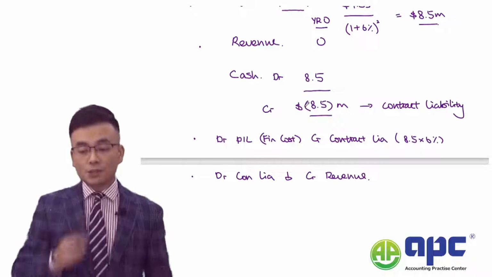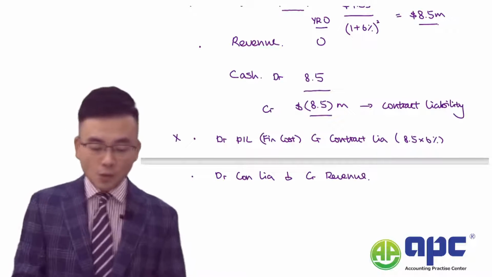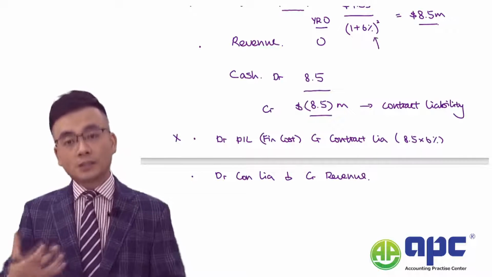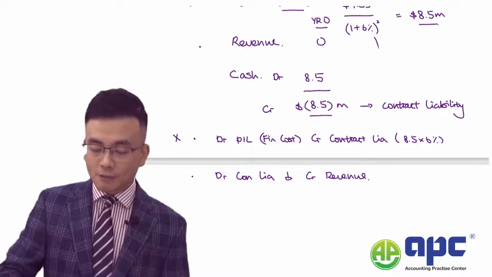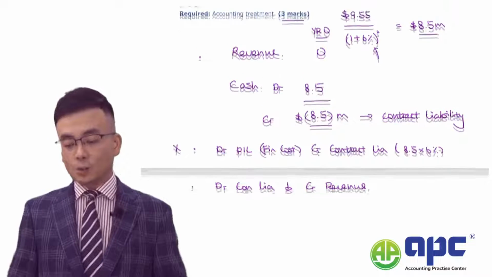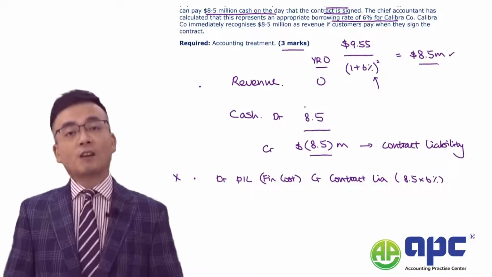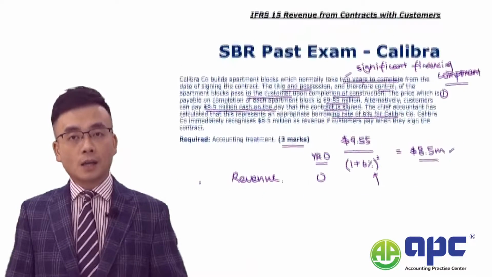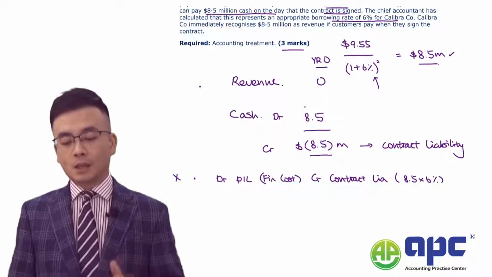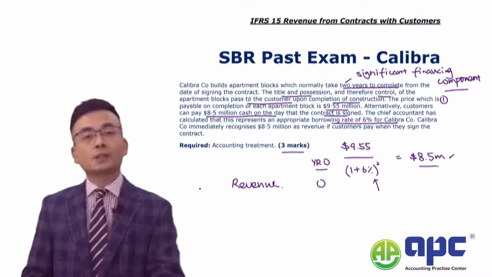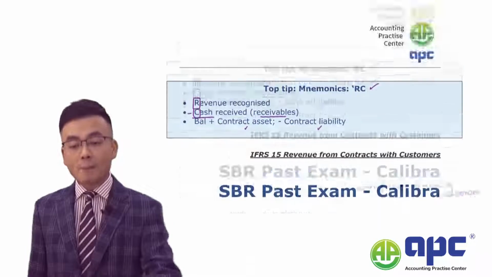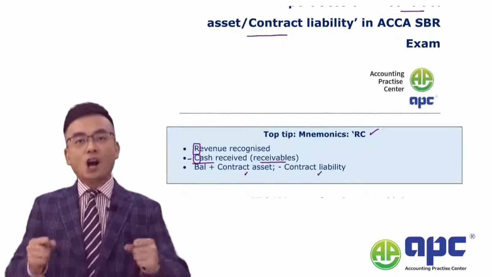Of course, some students may say that they don't want to talk about the second point. It's absolutely fine, you can say that that will be a significant financing component, and that's why you will need to discount it to 8.5 today, as your theory mark. But it's entirely up to you. So these are the 3 points that I wish to write for this question. So always remember my mnemonic, RC, RC.